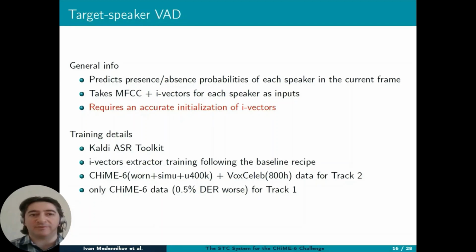TSVAD takes standard MFCC acoustic features along with an I-vector of each speaker as its inputs. It is important to note that TSVAD requires a sufficiently accurate initial diarization to estimate I-vectors for each speaker. We used both CHiME-6 data and an 800 hours subset of VoxCeleb data for training the TSVAD model for track 2. We also used the probabilities obtained from the TSVAD model trained on CHiME-6 data only in track 1 as soft activity to improve GSS performance. Kaldi ASR toolkit was used for the training.